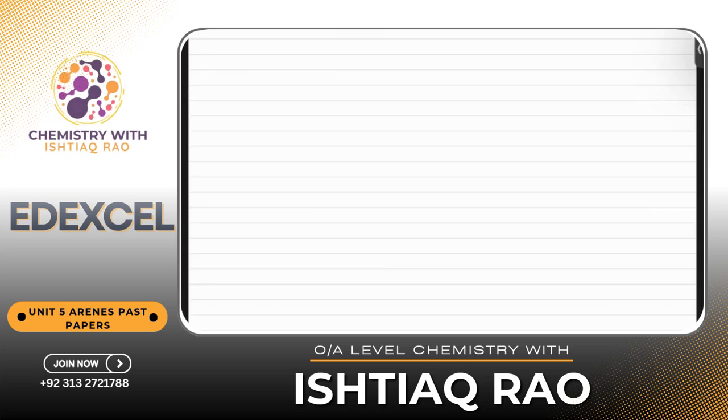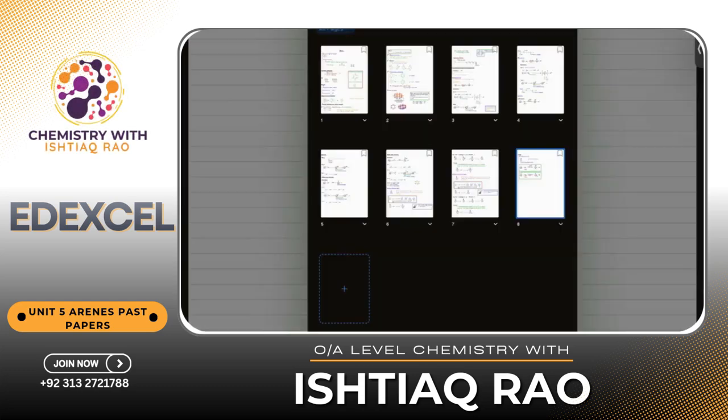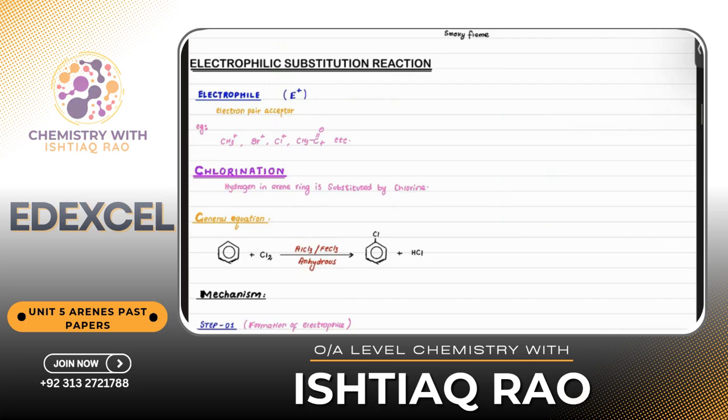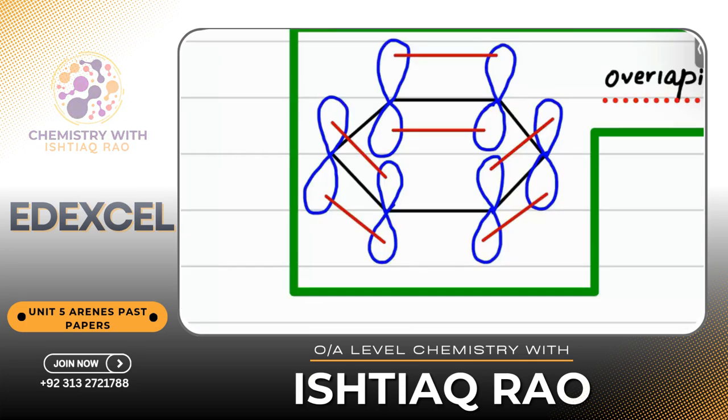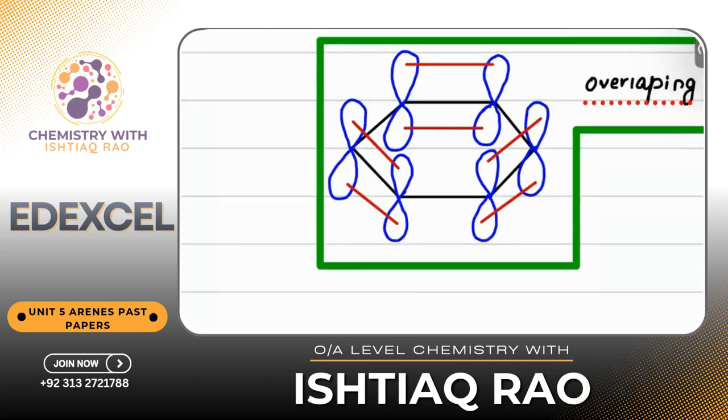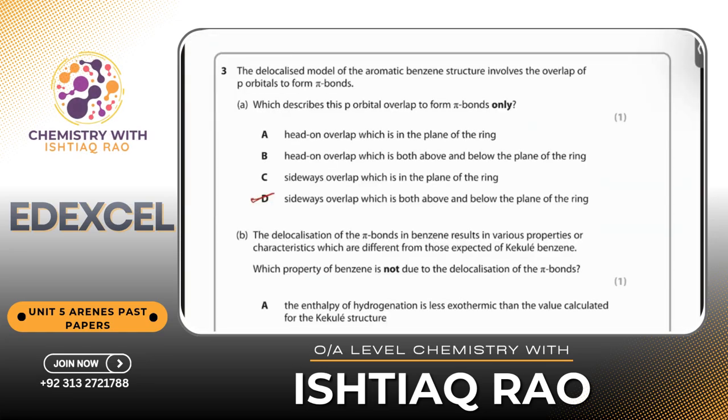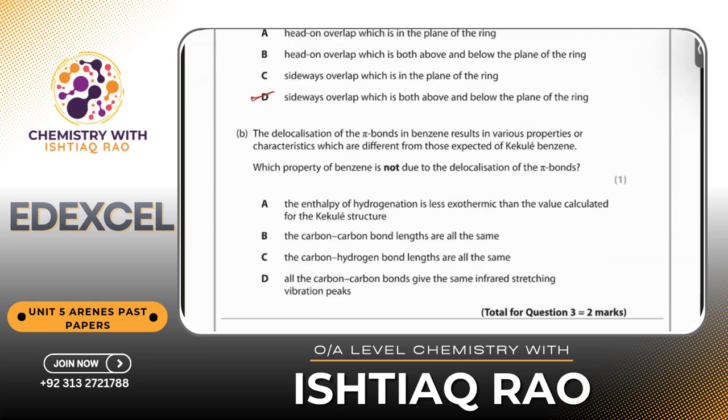Let me show you when I was telling you how the p orbitals are overlapping with each other to form a pi bond. If you can see, this was the structure. You can see above and below the ring, they are going to overlap with each other and they are going to form a pi bond. That's why option D is correct.